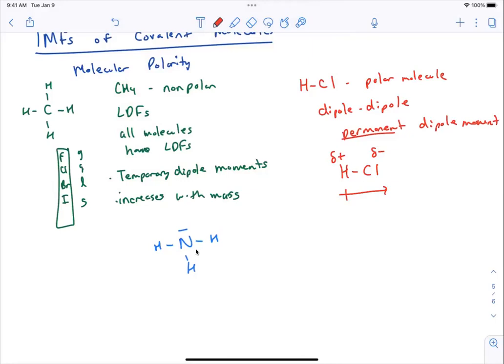Electronegativity. In this case, it's easy because Cl is more electronegative than H, so it's going to point toward the Cl. That means that there is polarity. That means there is a positive end and a negative end of the molecule.